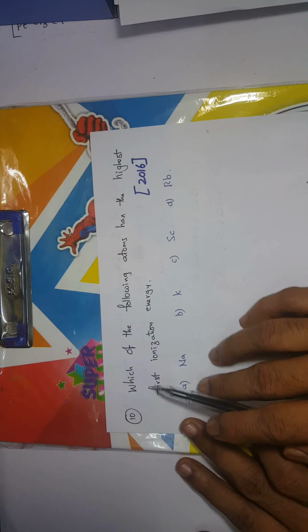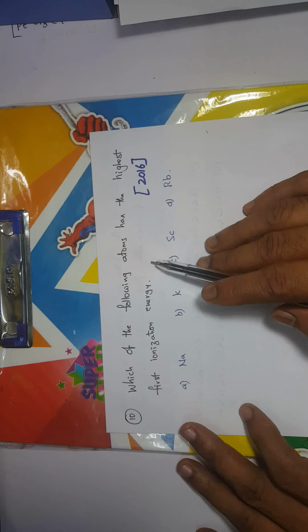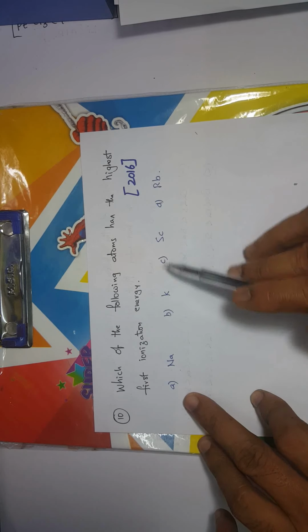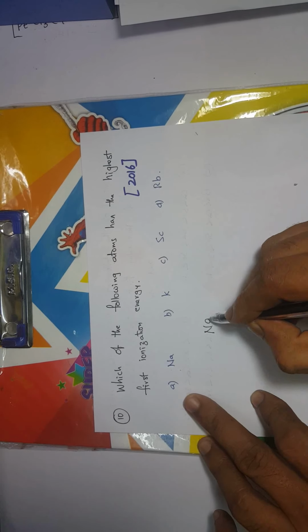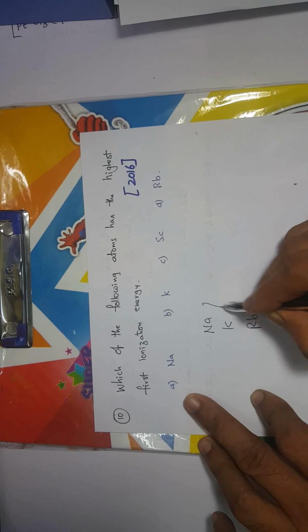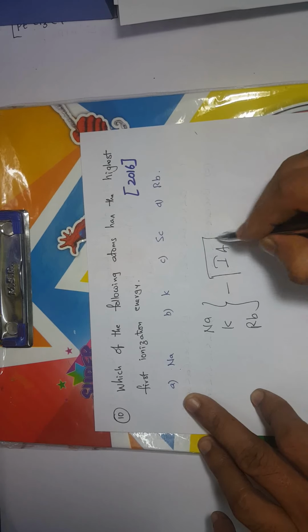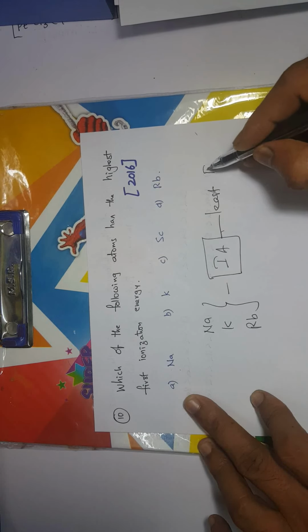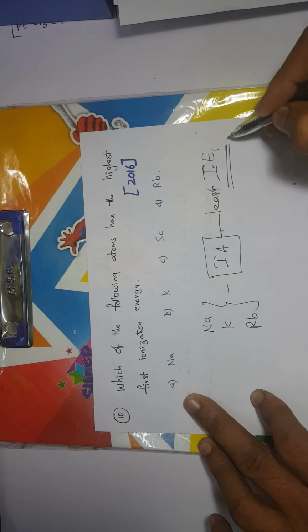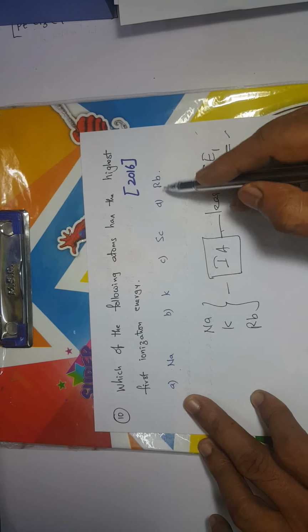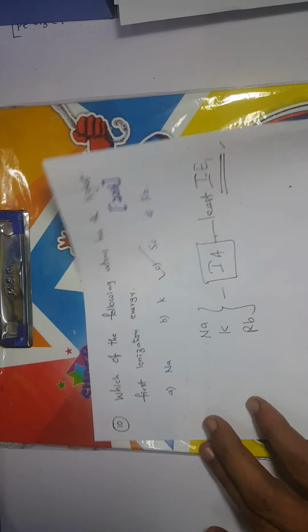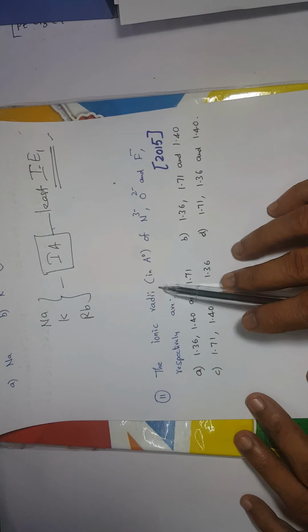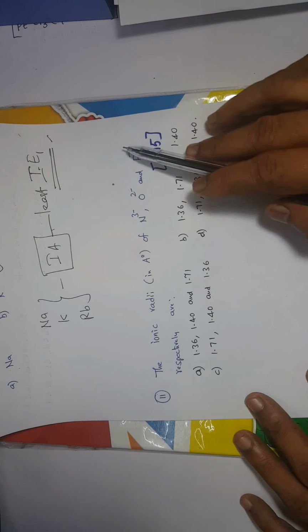Okay, then which of the following has the highest first ionization energy? Already we discussed this one, it was given in 2016. So the first group elements, sodium, potassium, rubidium, these are 1A group elements. They have the very least ionization energies, least IE1. So sodium, potassium, rubidium are first group. Highest is scandium.